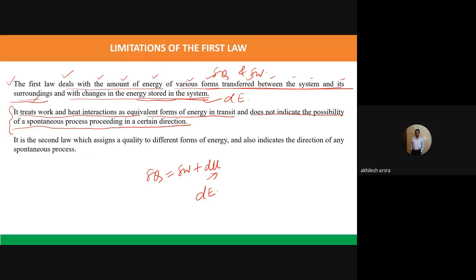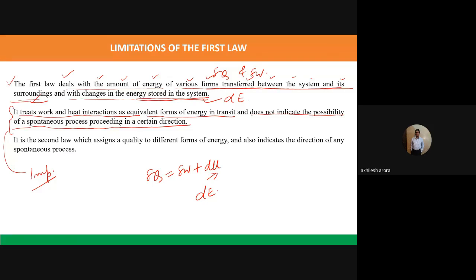This is a very important statement. When we are talking about the first law of thermodynamics, it only says that heat can be converted into work and work can be converted into heat, because it is the law of transformation of energy. It says one form of energy can be transferred to another form of energy, but it never says in which direction the process should occur. All spontaneous processes occur in a particular direction.